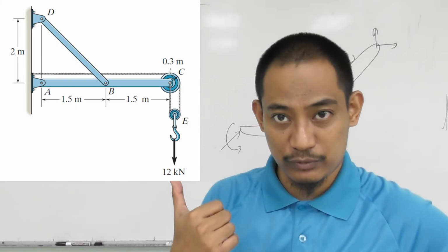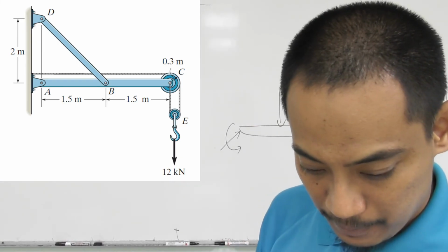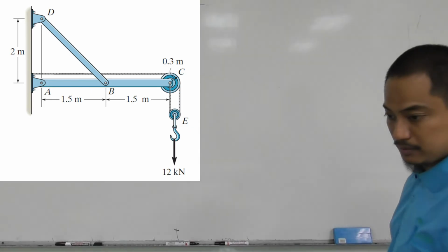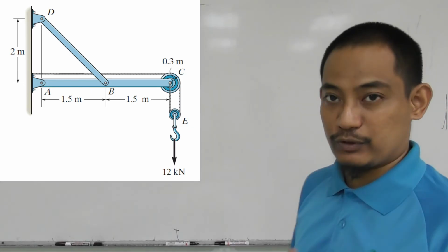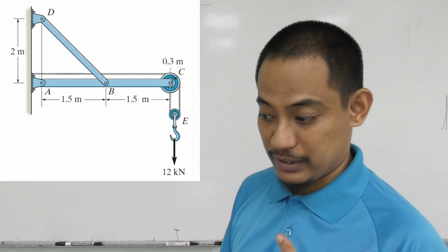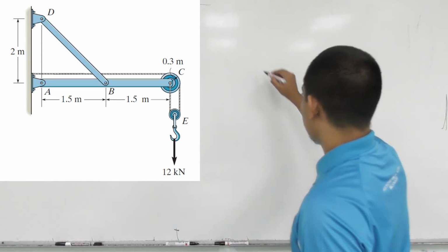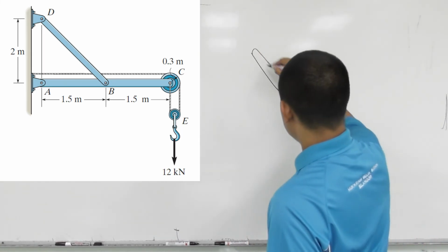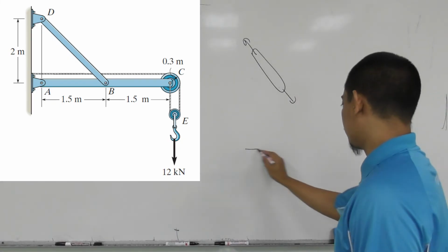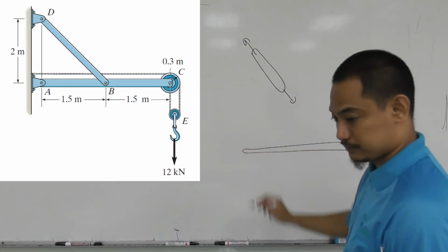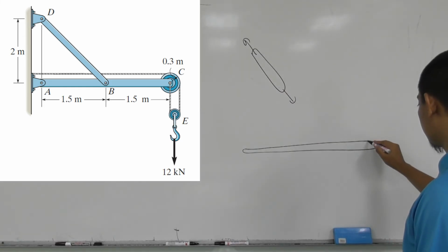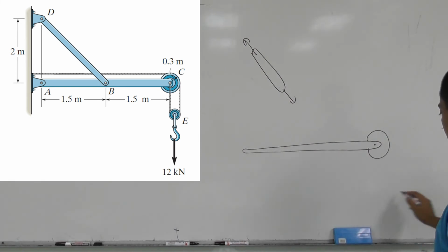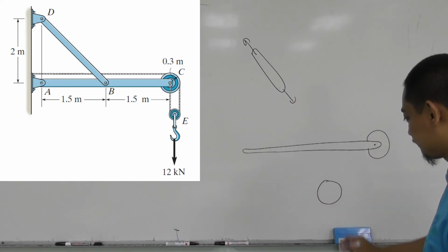Okay, pause, take your time to draw the free body diagram, and then continue again. So basically, first question, is there any two force member? Yes, there is, basically BD. If we assume it's under tension, this is the way we draw this member here, and then you have another pulley here.